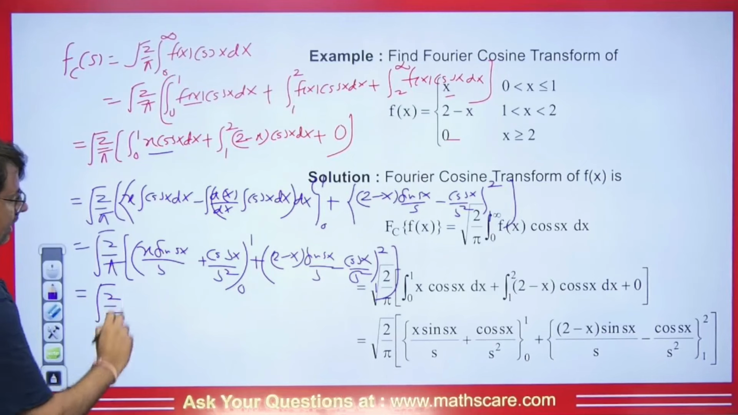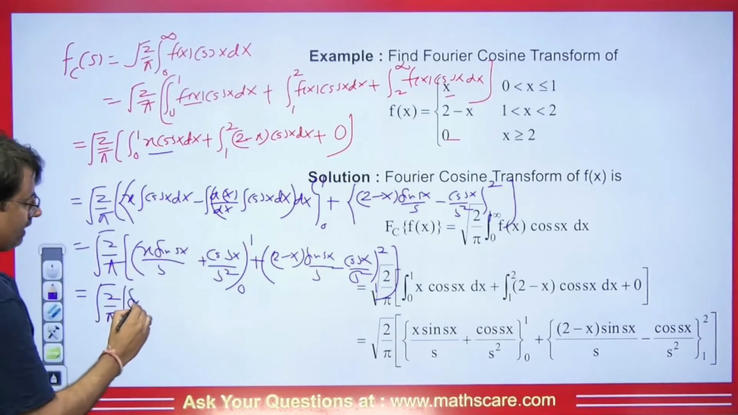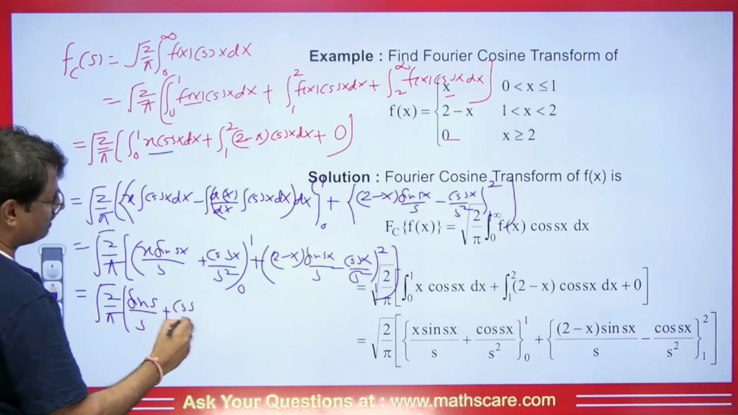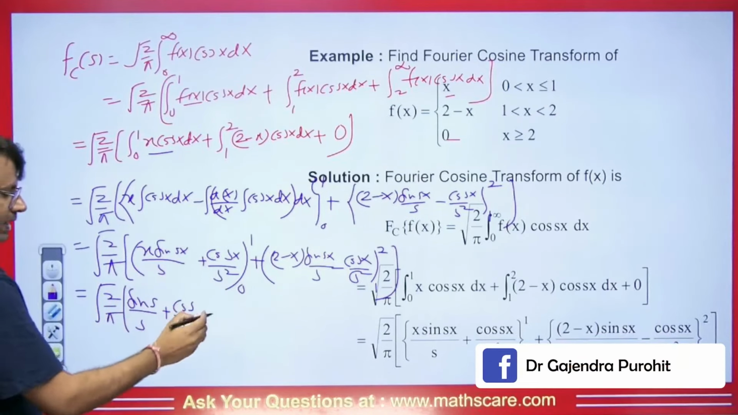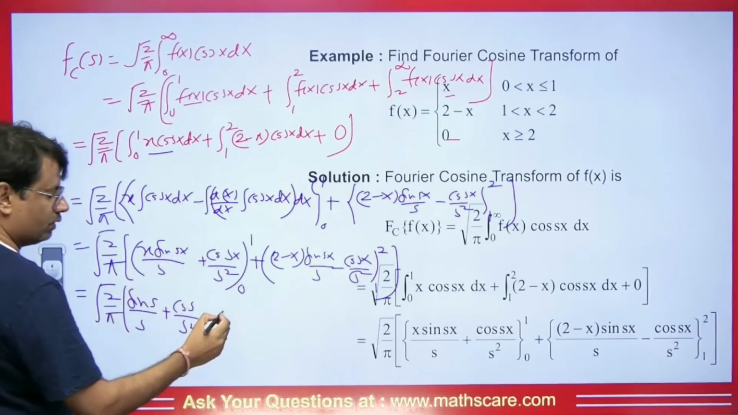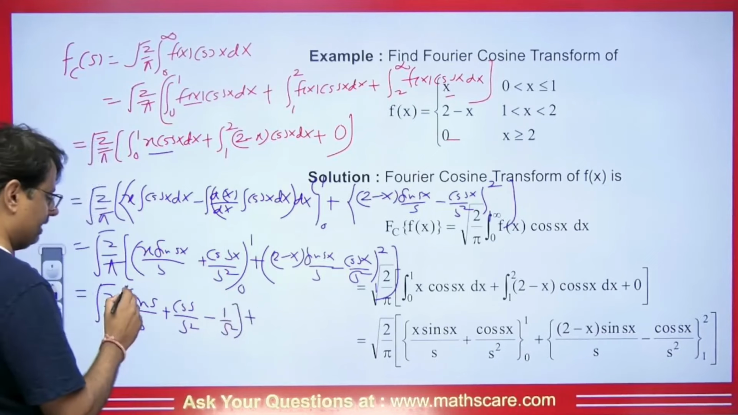So it will be 2 by pi, and here we'll apply the limit. Wherever x appears, we will substitute 1. So we will get sine s upon s, and at this place it will be cos s upon s square. Since the second limit is 0, by putting 0 it becomes 0, since sine of 0 is 0 and cosine of 0 is 1, right? So this will give us this value. Plus, this will provide us with the result.